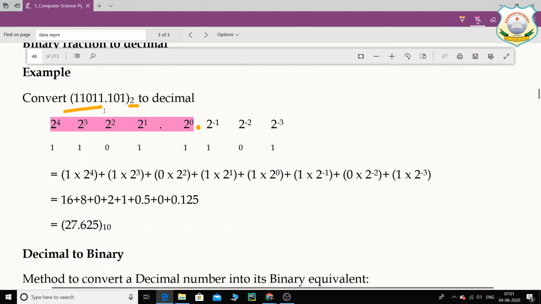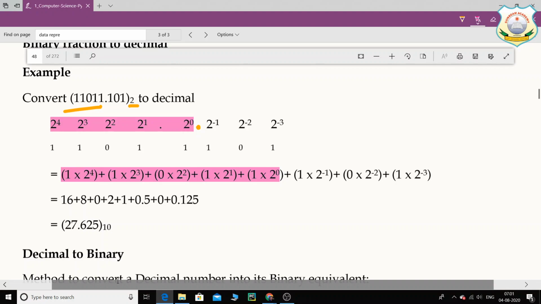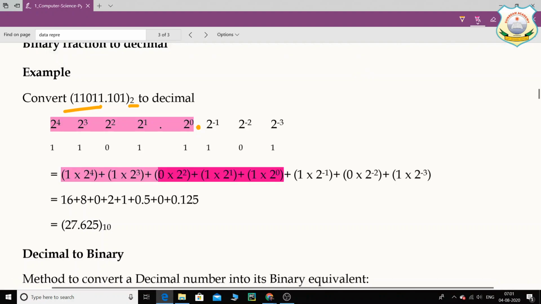The same procedure, that is 1 into 2 raised to 0, then 1 into 2 raised to 1, then 2 raised to 2. The same procedure that they have followed over here. See over here. This is clear, right? And now for the fractional value, what you're supposed to do is, okay, this is binary to decimal.